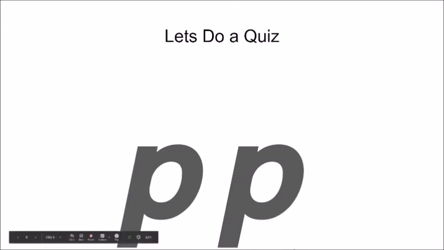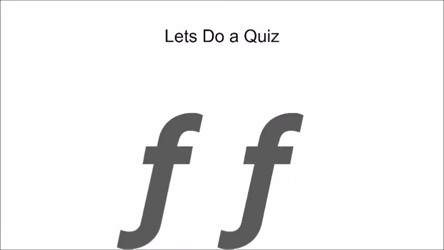Next up, we have two P's in a row. Can you guess what it is? That's correct, it's a pianissimo. We're nearing the end, but next up we have two F's in a row, which you've seen F's before and you've seen two letters before, then you might be able to guess this one. You guessed it, it's a fortissimo.